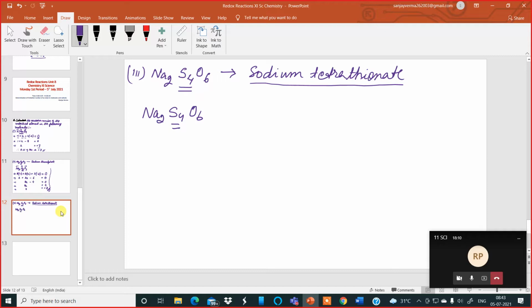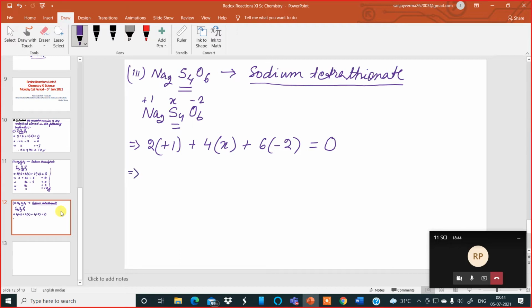Let the oxidation number of sulfur here be X. Sodium is +1, oxygen is -2. So I start solving this. So this becomes sodium 2 atoms, within brackets +1, plus sulfur 4 atoms, within brackets X, plus oxygen 6 atoms, 6 into -2, will give me 0. The overall charge carried by the sodium tetrathionate molecule is 0. So that's why on the right hand side we put a 0 over there.